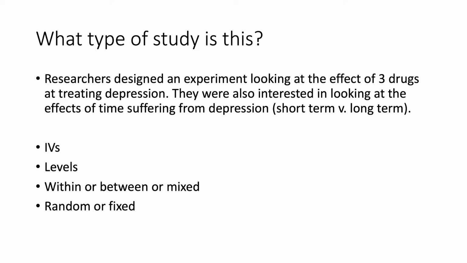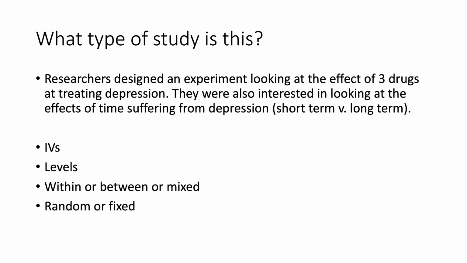So what type of study is this? Researchers designed an experiment looking at the effects of 3 drugs at treating depression, right? They're also interested in looking at the effects of time of suffering from depression, so that would be short versus long term. So one of the independent variables is going to be drug type, and then the different levels of that are going to be the individual names of the 3 drugs. And that would be a between subjects variable, and it would be random because you would expect the experimenters, as participants volunteer to take part in the study, to assign them randomly to one of the 3 different drug conditions.